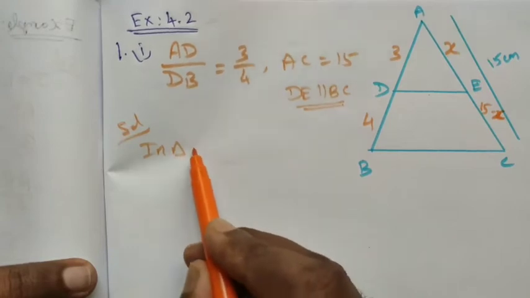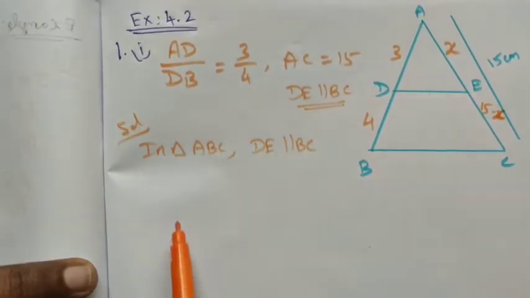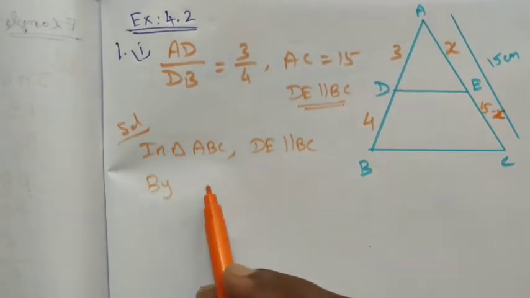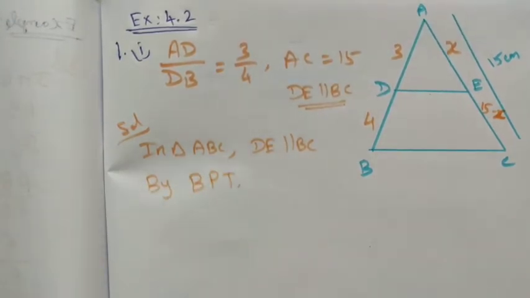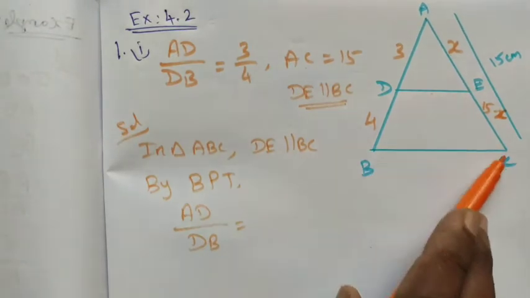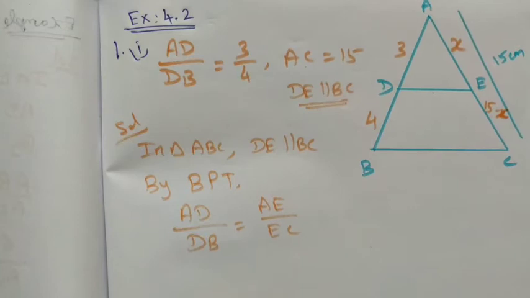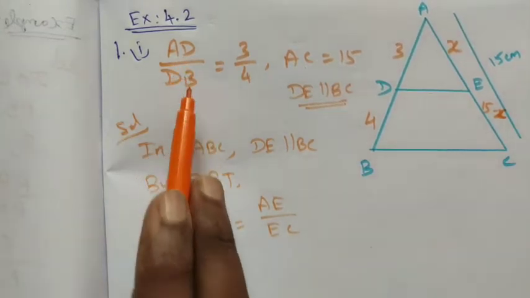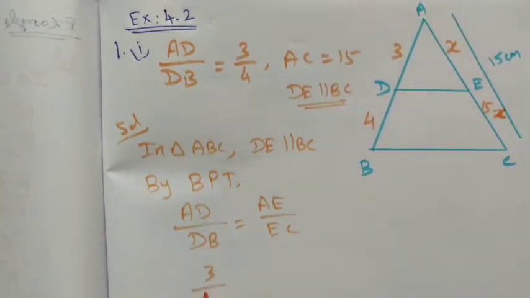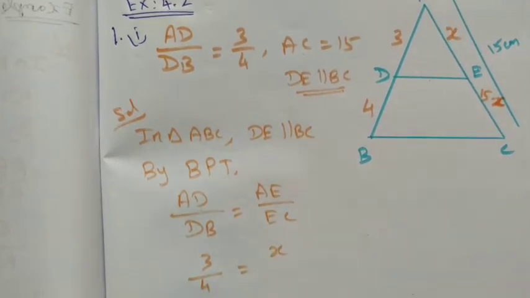In triangle ABC, DE is parallel to BC, so by BPT, basic proportionality theorem, we know the formula AD divided by DB is equal to AE divided by EC. Now we know the value of AD divided by DB, that is 3 by 4, is equal to AE, which we have taken as x, divided by EC, which is 15 minus x.